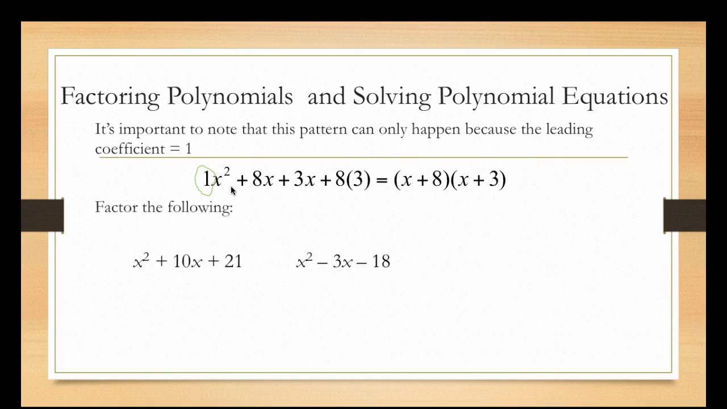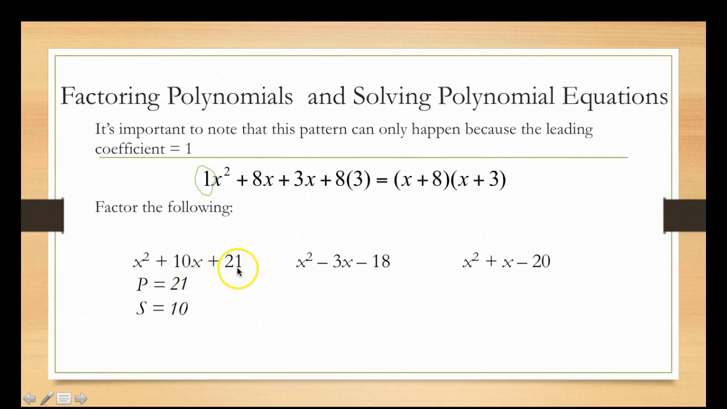Let's factor the following. I'm going to factor the first one, and I want you all to pause the video and factor the next two problems. First, what could you multiply together to get 21? Those same two numbers add together to get 10. So P stands for product, S stands for sum. So what product is 21? What sum? 10. So I need to pick two numbers.